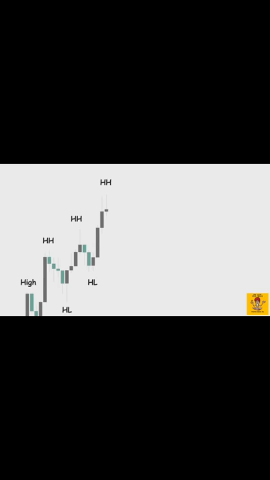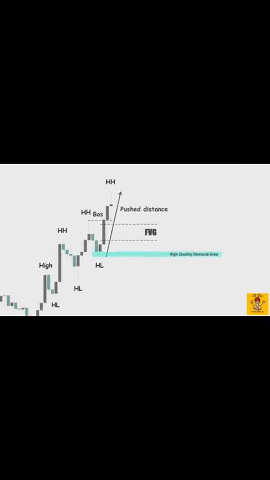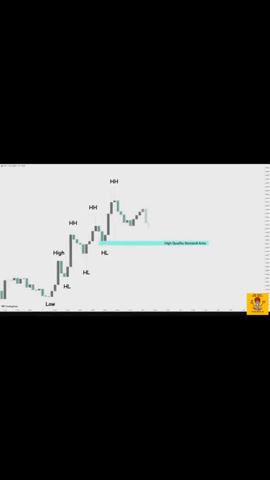If we draw the zigzag lines on the Euro-Dollar 1-hour chart, we will see highs and lows marked like this. The latest impulsive movement meets all the criteria for a high-quality zone. It has created a fair value gap, broken through the previous market structure, and pushed the price higher by a significant distance compared to previous moves. Once the price retraces back to this zone, there is a higher probability that it will reject this area and continue moving upwards.